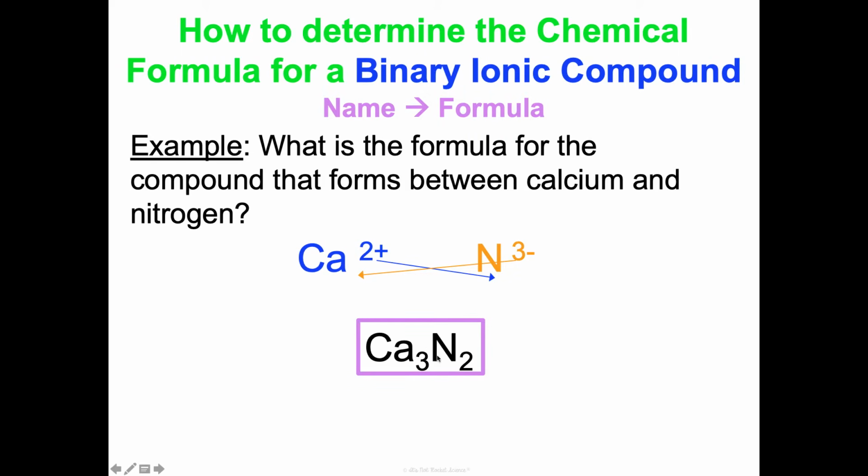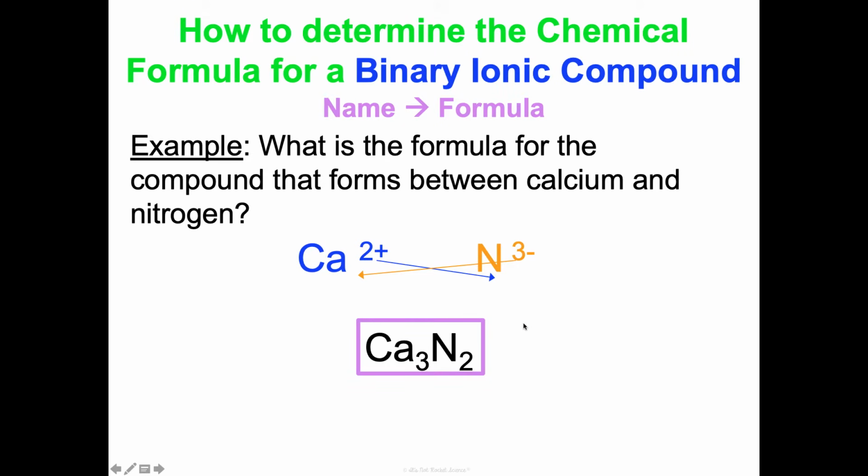So it'll be Ca3N2. That 3 came from the nitrogen, the 2 came from the calcium. Then we reduce if needed, but 3 to 2 can't be any simpler. We're not going to cut it down to calcium 1.5 and nitrogen 1. That doesn't make any sense. We're not going to do decimals or anything. So this is as simple as it gets.